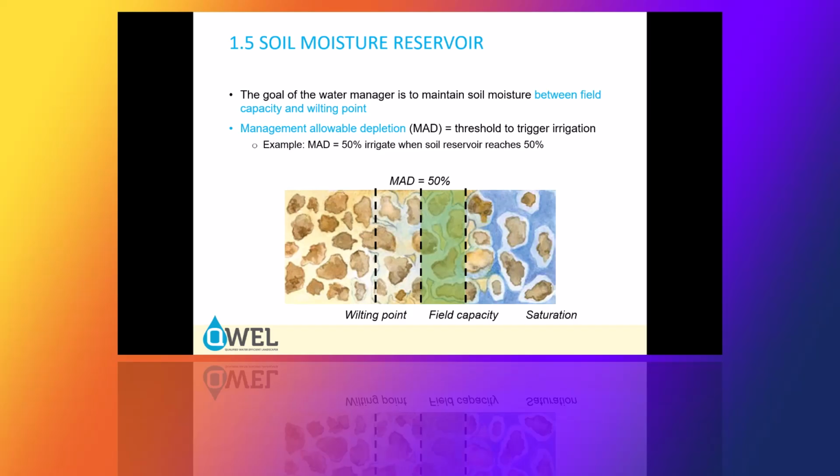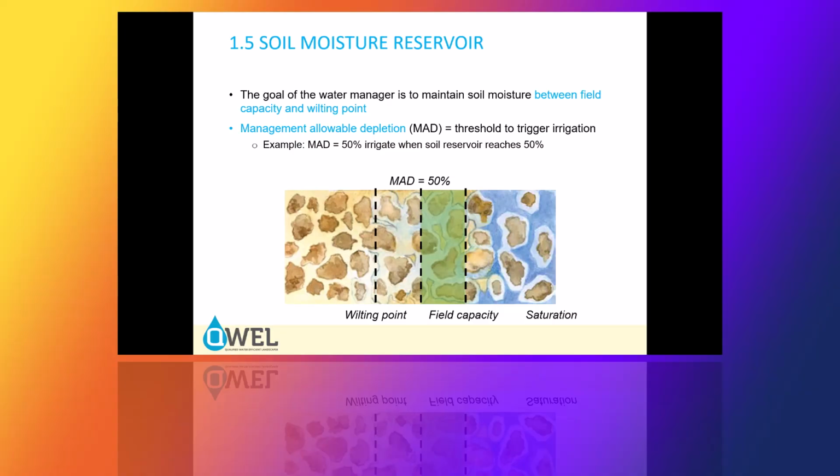The goal of the water manager is to maintain soil moisture below field capacity, but above wilting point. So we want it in that fine line area here. So we want it basically in this section here. So we want to maintain soil moisture below field capacity, but above that permanent wilting point.